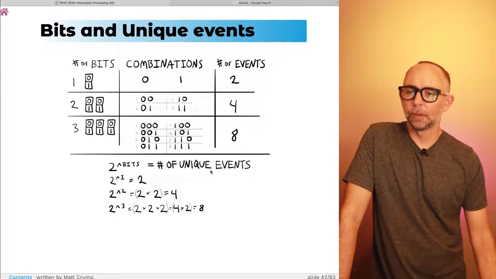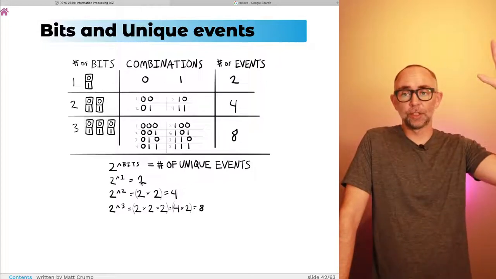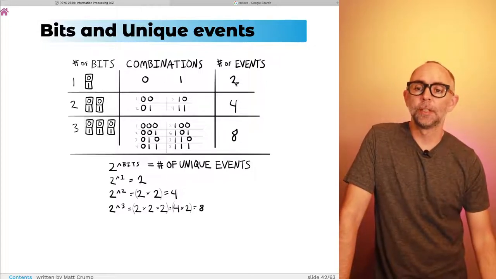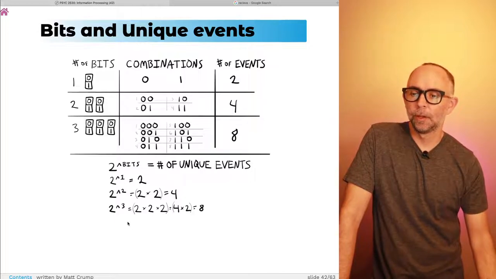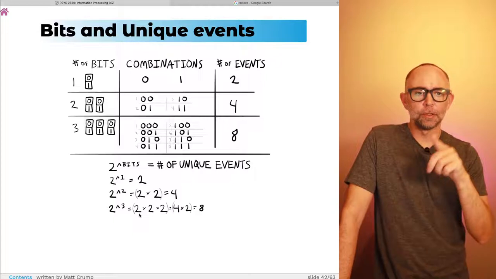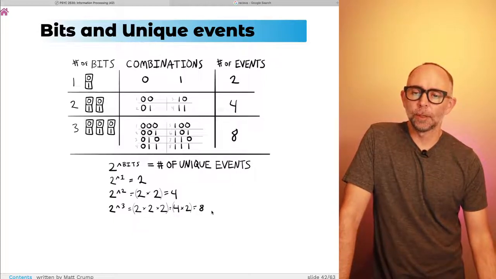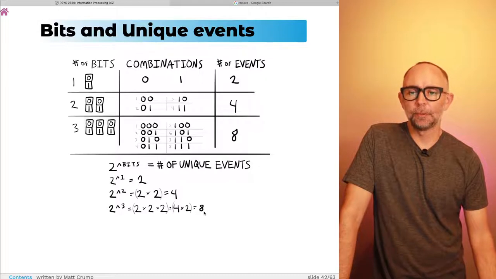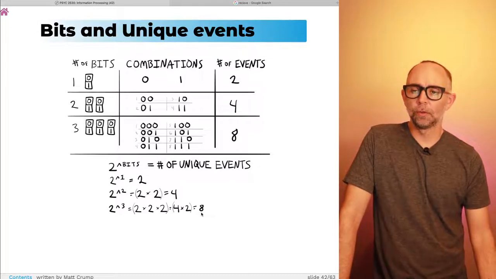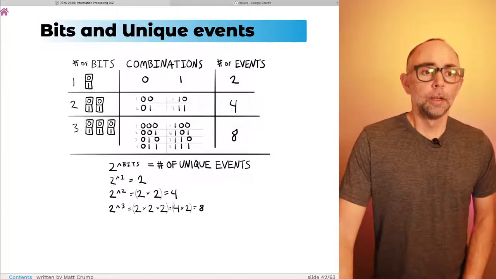So for example, if you have 1 bit, you can go 2 exponent 1, you get a 2. So 2 raised to the power of 1 is just 2. That tells you how many events you can get with 1 bit. For 3 bits, for example, 2 to the power 3, that's 2 times 2 times 2. 2 times 2 is 4, so 4 times 2 is 8. And that's how many unique events you can code with 3 bits.